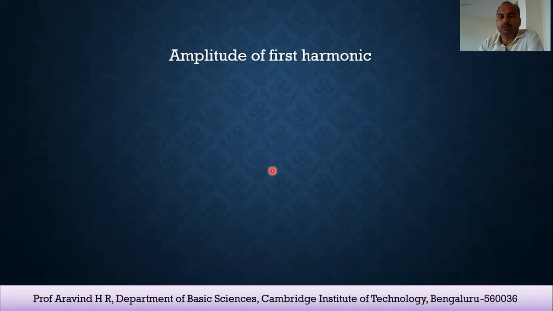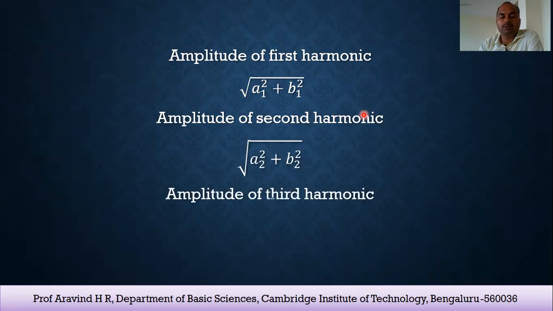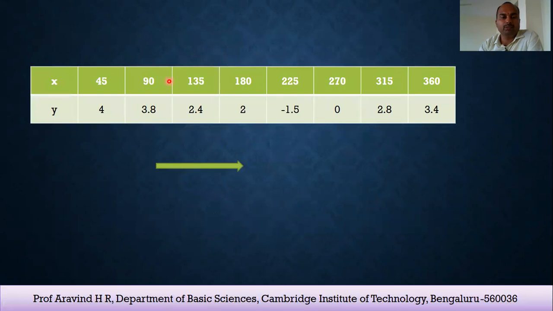Now, we'll see how to find the amplitude of the harmonic. The amplitude of the first harmonic is square root of A1 square plus B1 square. Similarly, the amplitude of the second harmonic is square root of A2 square plus B2 square. And the amplitude of the third harmonic is square root of A3 square plus B3 square. Means to find the amplitude, you have to use these formulas. So, now I'll take up an example.